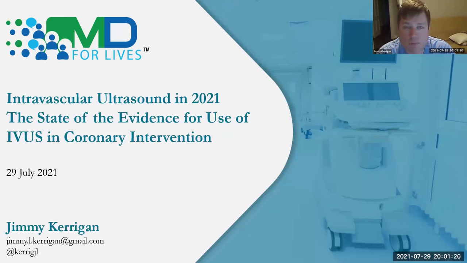I'm going to run through a little bit of physics, a lot of evidence, and then some case examples with regards to how to use intravascular imaging to ensure that the outcomes for our patients are the best that they possibly can be.